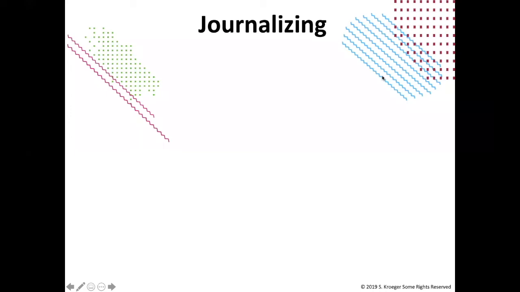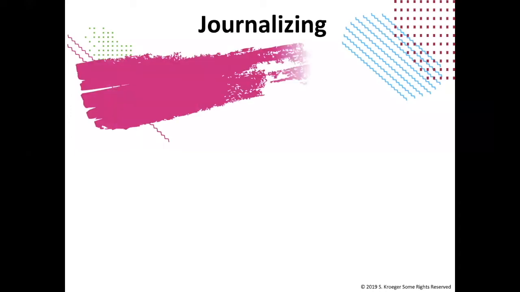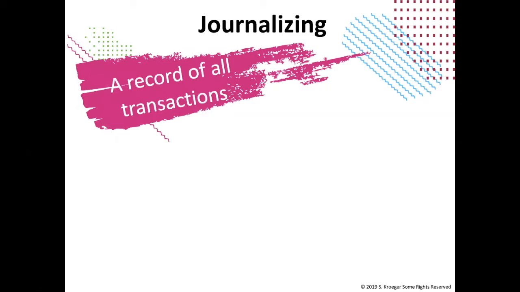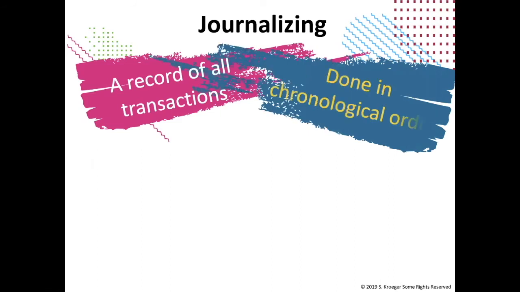Our second topic is about the journal. We journalize transactions in the journal. It is a record of all transactions. Think of a journal like a diary. A diary records everything that happens in order, and that is what a journal is. Everything will be recorded in chronological order.